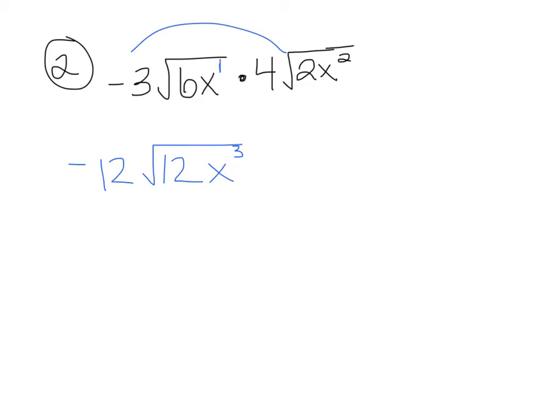Now you're going to break this down. So negative 12 square root of 12, and then we're also going to have the square root of x cubed. We're going to break down those two parts there. 12 breaks down into 6 times 2. 6 breaks down into 3 times 2. So we have a pair of 2s.